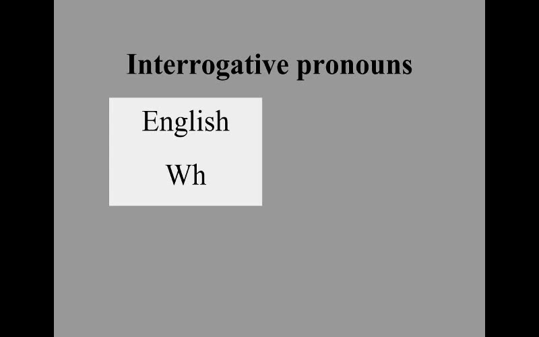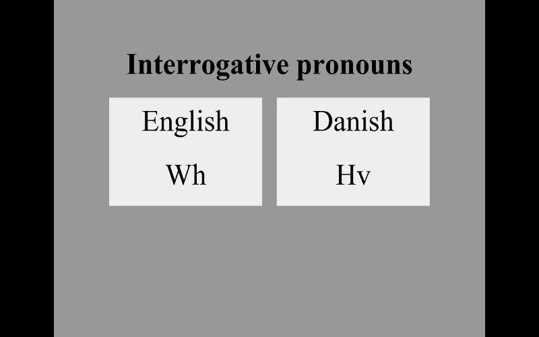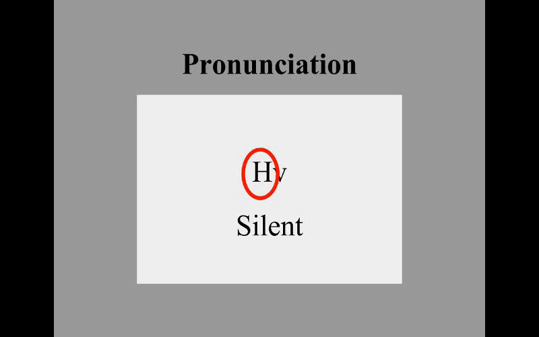The lucky thing is that these Danish words and the sentences using these words are very similar to English. In English, most of these words start with WH, and in Danish they start with HV. The pronunciation might look tricky, but no worries, the H is silent.